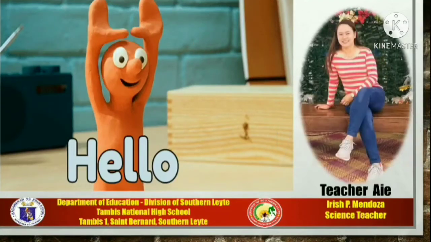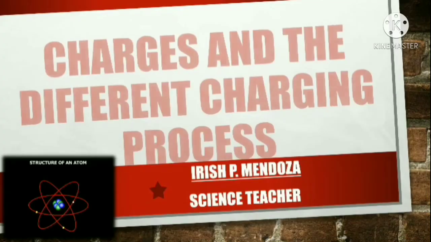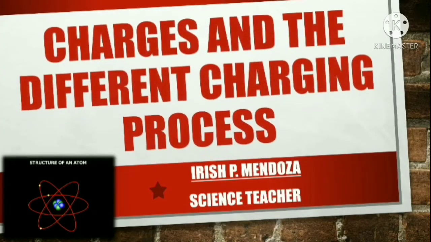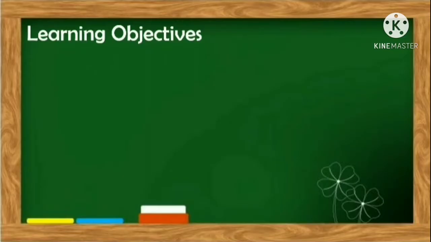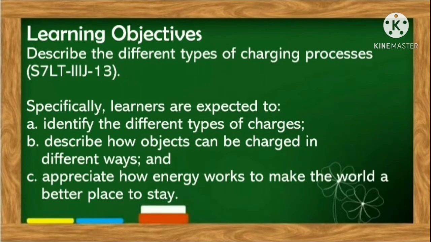This is Teacher I, and I'll be your teacher for third quarter for the topic Charges and the Different Charging Process. Our learning objective for today is to describe the different types of charging process. Specifically, learners are expected to A. Identify the different types of charges, B. Describe how objects can be charged in different ways, and C. Appreciate how energy works to make the world a better place to stay.